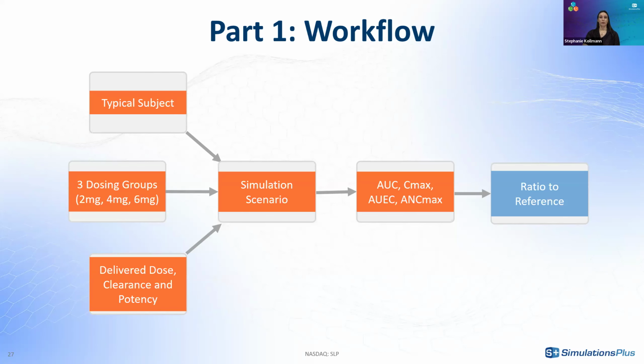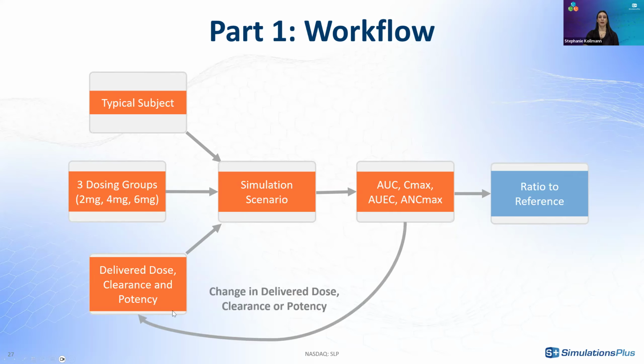This is a visualization of the workflow. We used a typical subject and simulated three fixed dose levels, 2, 4, and 6 milligram. And for each dose group, we explored different scenarios by varying one parameter at a time, so either delivered dose or clearance or potency. And the magnitude of change depended on the scenario. For each simulation, we calculated the PK and PD metrics and then expressed the results as a ratio relative to the reference.